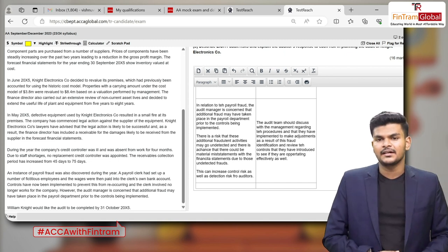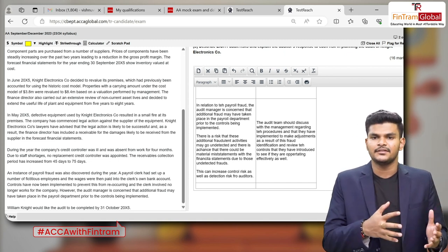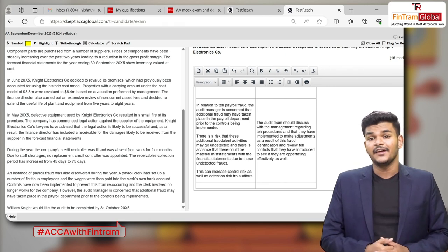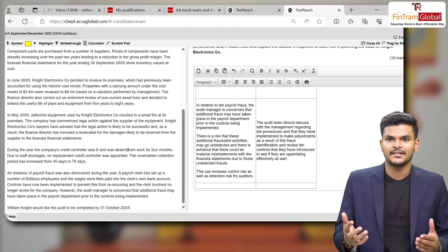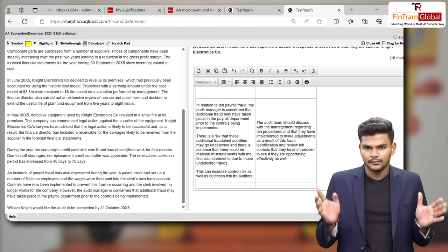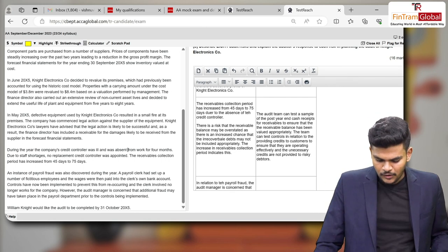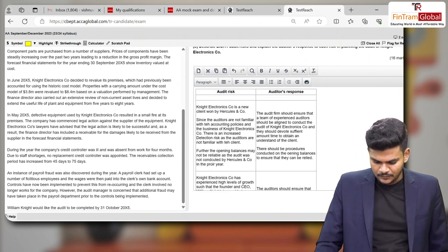And of course, when it comes to response, be very specific to the situation that you're mentioning. If nothing comes to mind, you can write generic things like indeed professional skepticism and stuff like that. But that's just a last resort. Okay, folks, we'll just keep that in mind. Now, moving on to the next aspect.